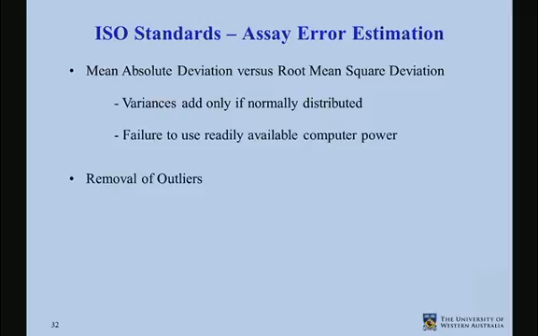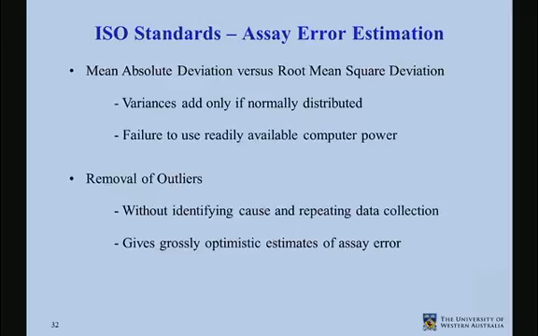And they also tell you to remove outliers and then recompute. If you remove outliers without identifying the cause and repeat the data collection, then you're underestimating your variance, and you get a grossly optimistic estimate of assay error. What you really need to do is identify your outliers, identify the causes, remove the causes, and then make your measurements again. You can't recover a set of data where you've removed outliers.